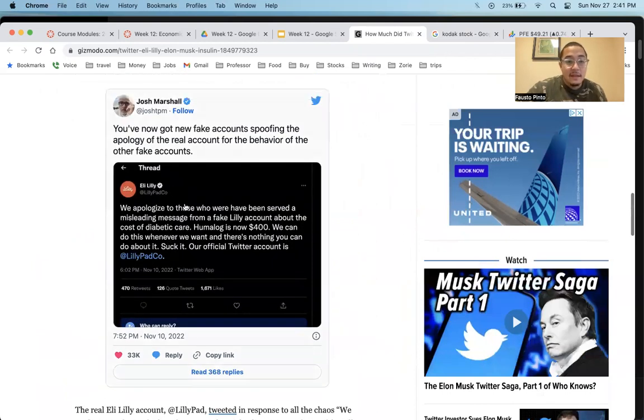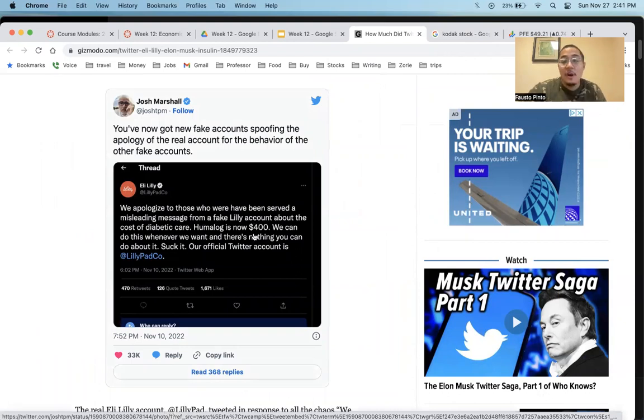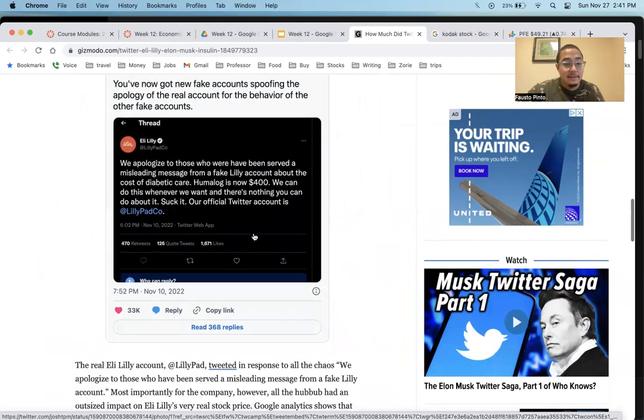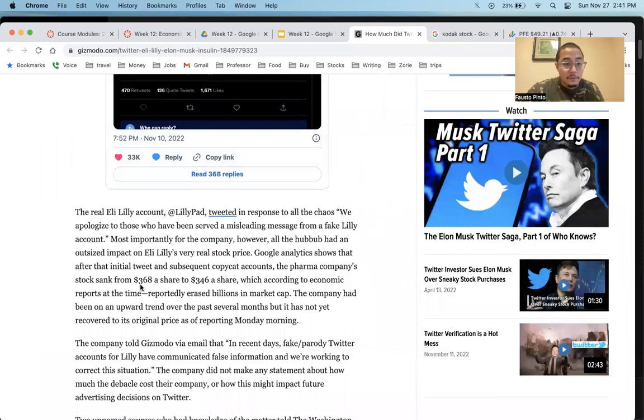Why? This is a fake tweet that says they're going to stop charging for insulin. If they stop charging, the company's not going to make enough money. The people who are invested in it want to drop out, and the stock price fell from 368 a share to 346 a share. It doesn't seem that bad if it's only $20, but we're talking about hundreds of thousands of shares. That's like $1 billion, according to the headline about erasing billions in market cap.